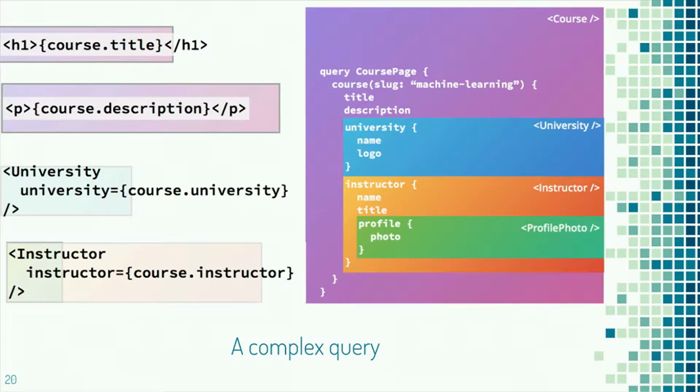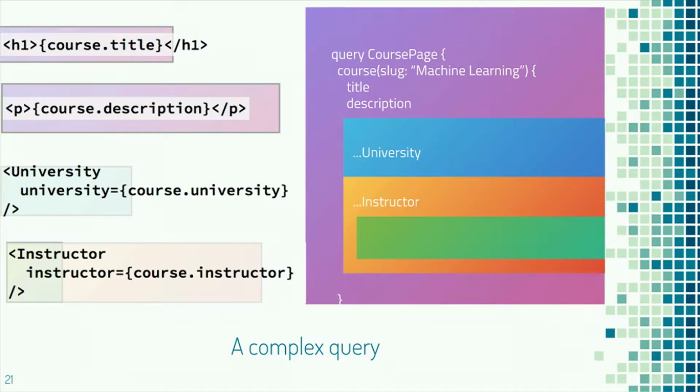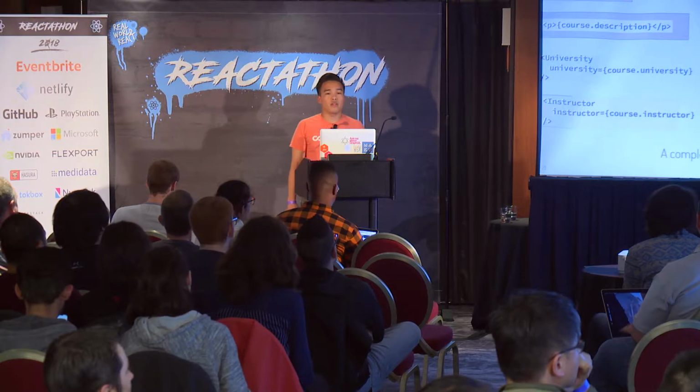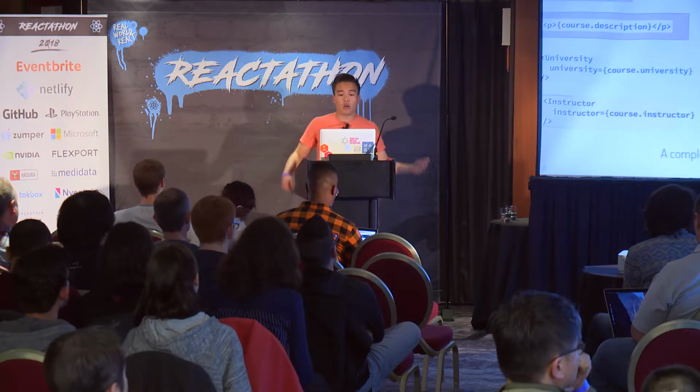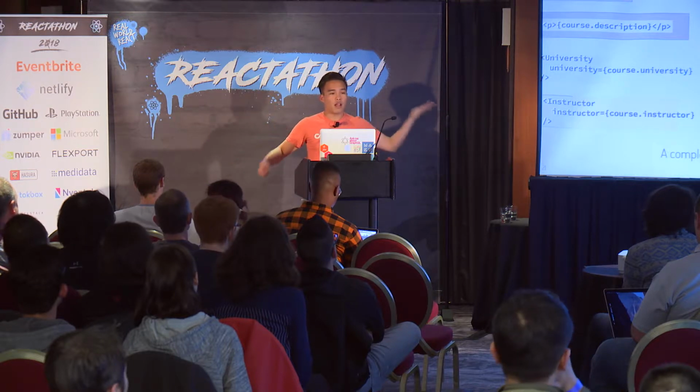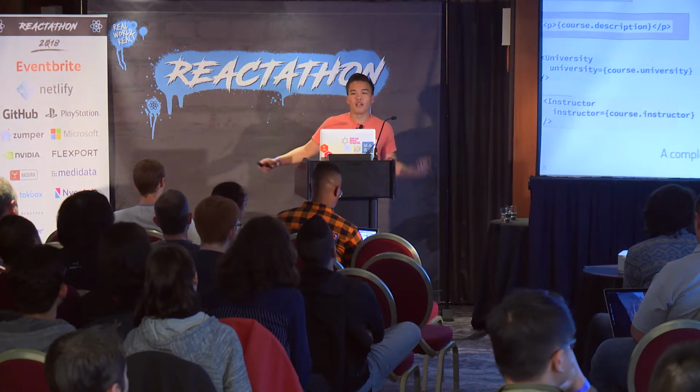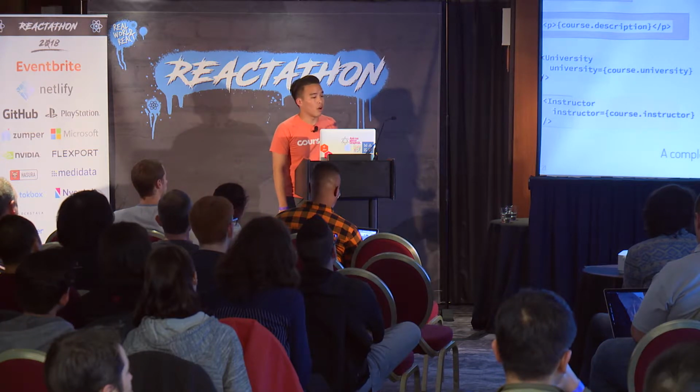But if you think about it, you don't want to have this big hunkin' thing flying around all over the place. Good thing we have fragments. And so with these fragments, we can actually encapsulate the little bits and pieces of data that every single component needs. And the component can say, these are the things I need. So we can delegate to the university component all the things that it needs. We can delegate to the instructor component all the things that it needs. And that's really great because now your GraphQL query looks kind of like a React application or a React component. And so it's very natural to use GraphQL in the ways that you would use React.